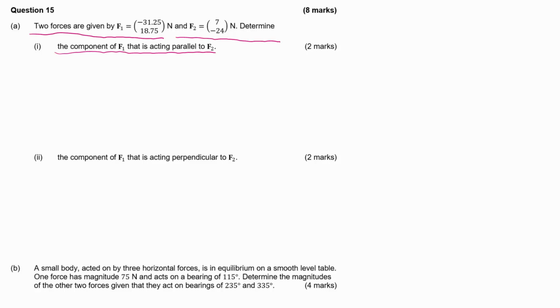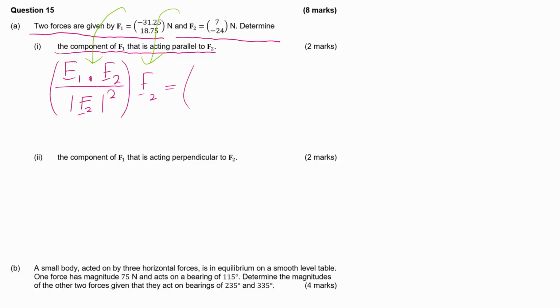So that is F1 dot F2 divided by the modulus of F2 squared and then multiply by the vector F2. This part is going to produce a scalar, and so we need to multiply by F2 to have it in the direction F2.